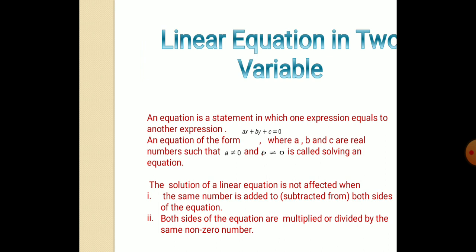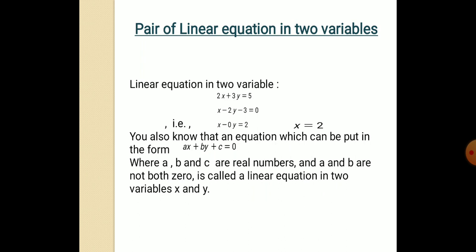Linear equation in two variables. An equation is a statement in which one expression equals another expression. An equation of the form ax plus by plus c equals 0, where a, b, c are real numbers such that a is not equal to 0 and b is not equal to 0. The solution of a linear equation is not affected when the same number is added to both sides of the equation, or both sides of the equation are multiplied or divided by the same non-zero number.